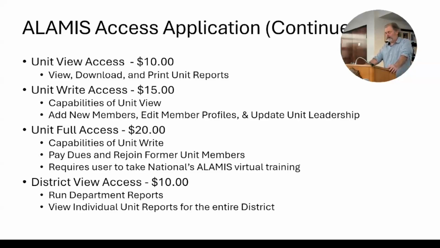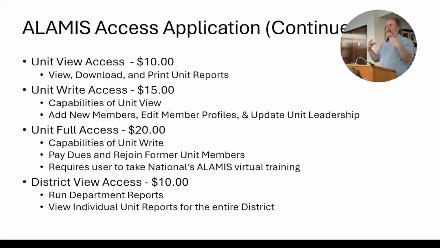And then finally, we have the district view access, which is for district level representatives. Each district is allowed 2 representatives. And in district view, a district can then run department reports and they can view individual unit reports for their entire district. So you can see what all of your units are doing. The way I like to explain the difference between unit, district, department, and national is city, county, state, federal.